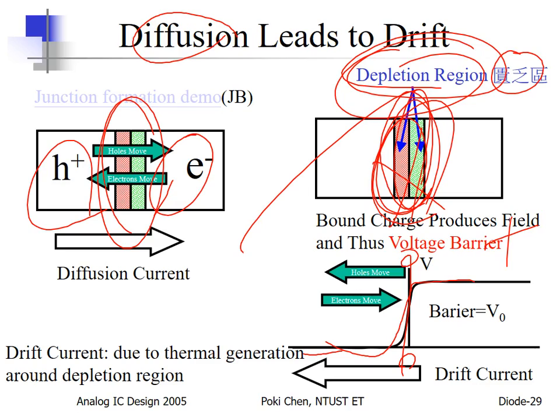Similarly, for holes, because the left side is negative, by nature the generated holes will flow to the left, will drift to the left, and the free electrons will drift to the right. Okay?